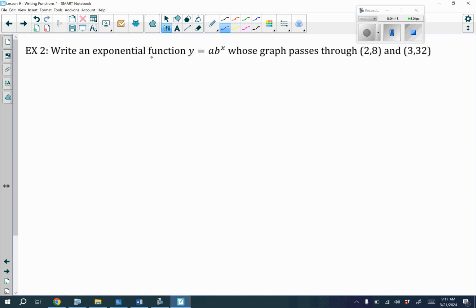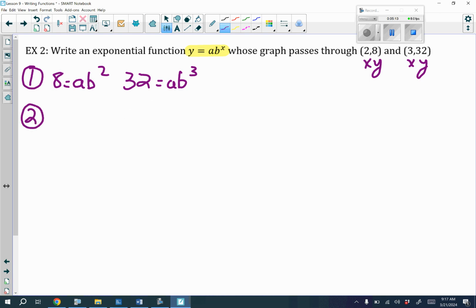So once again, we're going to write an exponential function, y equals a times b to the x, whose graph passes through (2, 8) and (3, 32). Okay, so remember, this is our function we're going to write in. First step is to use our points and plug those values into x and y. So here I have 8 equals a times b squared, and my other one, 32, equals a times b cubed. Second step is to solve for b.